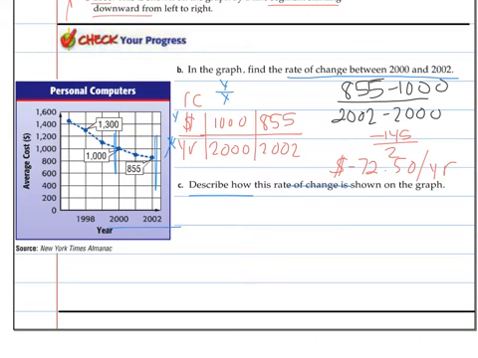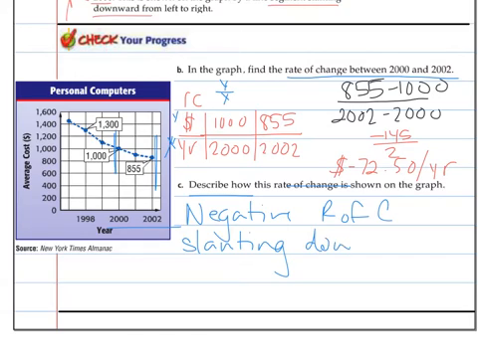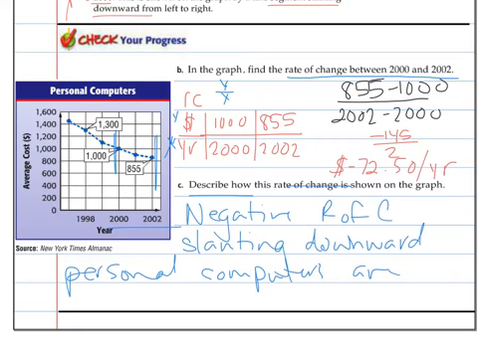So if I were to describe what that rate of change means, as shown on the graph, is that it's a negative rate of change because it's slanting downward. And it could say that it means the personal computers cost less each year between 2000 and 2002.